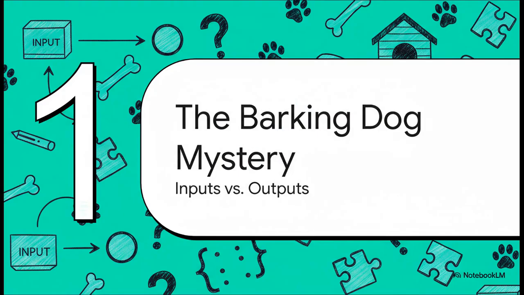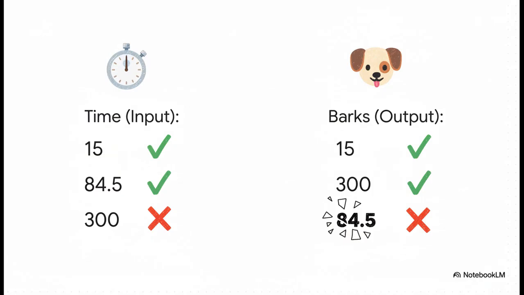Let's find out. So this whole dog scenario, it's not just a cute puzzle. It's actually the key to unlocking a really big idea in math. Let's break down the clues, shall we? Okay, so what's super interesting here is how we've split up our two variables, time and barks. Let's look at time, our input. Could it be 15 seconds? Yeah, totally. 84.5 seconds? Sure, that works. But what about 300 seconds? No way, right? The problem specifically said less than 3 minutes, and that's 180 seconds.